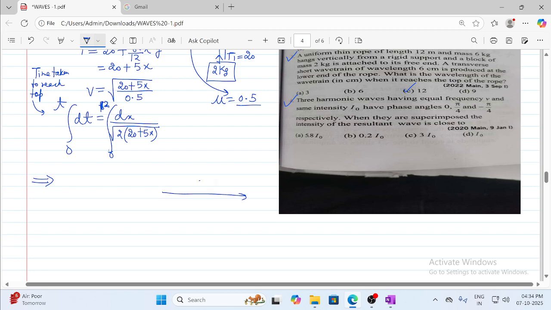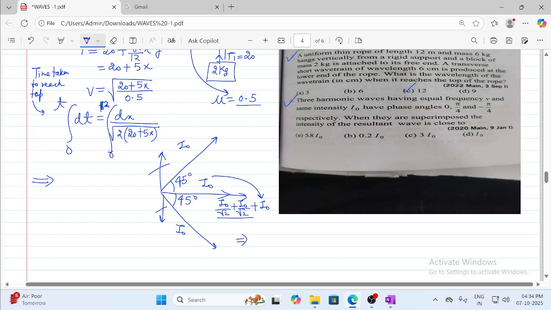So you can take one I naught like this, one like this, and one like this. So this is how much angle? 45. So their component will get added here, I naught by root 2, I naught by root 2, and this component will get cancelled. It will be plus I naught, the one I have taken. Now this will become root 2 I naught plus I naught. Close. 1.4 plus 1, 2.4. Then the answer should be this one. Okay, clear.